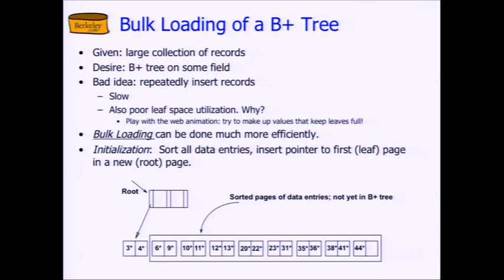You're like, you know what? I have this big table, and I'd like to add an index, maybe an alternative to index, on one of the columns. So I already have a lot of data, and I want to quickly build an index. It's very inefficient to repeatedly run the insertion algorithm for B trees on each row of that million tuple table.